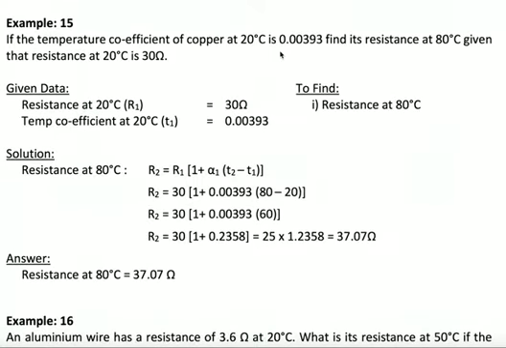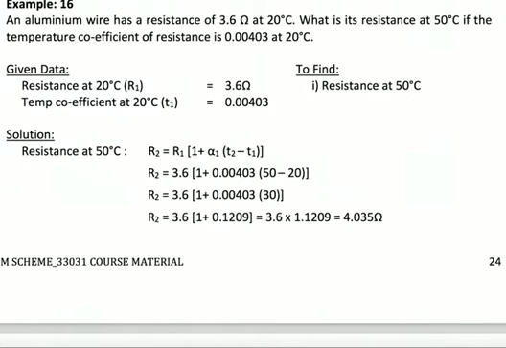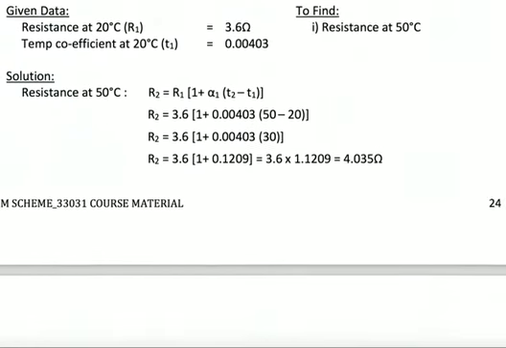See, temperature coefficient of copper is given at 20 degrees C. Find its resistance at 80 degrees C. Given the resistance at 20 degrees C, this is simple direct formula, R2 equal to R1 into 1 plus alpha 1 into T2 minus T1. All values are given. An aluminum wire has a resistance of 3.6 ohm at 20 degrees C. What is its resistance at 50 degrees C? Same formula, same problem, right?